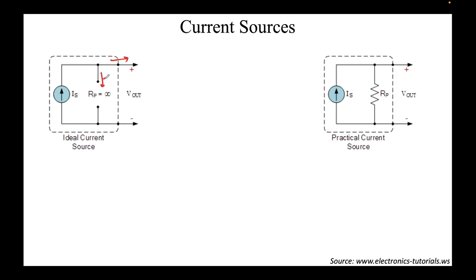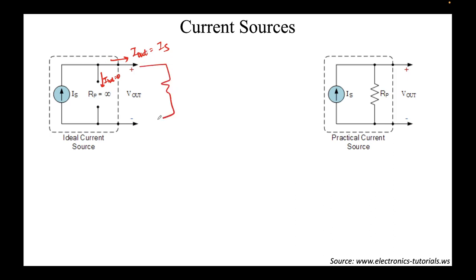So I call this I internal, which has to be zero because it's infinite resistance. So I out has to be equal to Is if you apply KCL over here. Whatever current this current source claims, no current is lost inside the current source itself. All of it is output to the load.